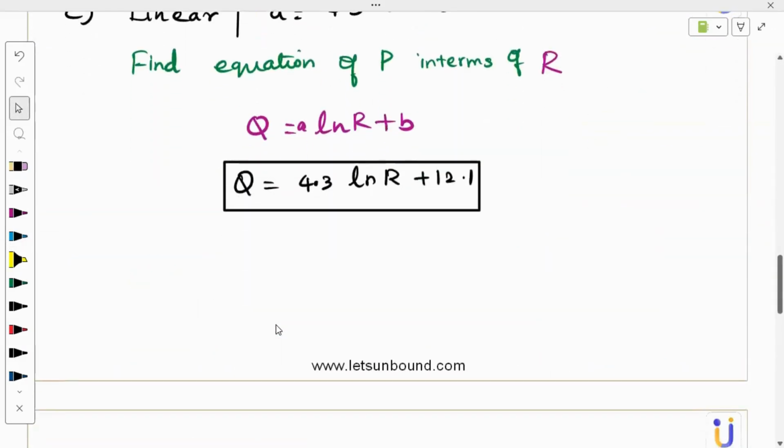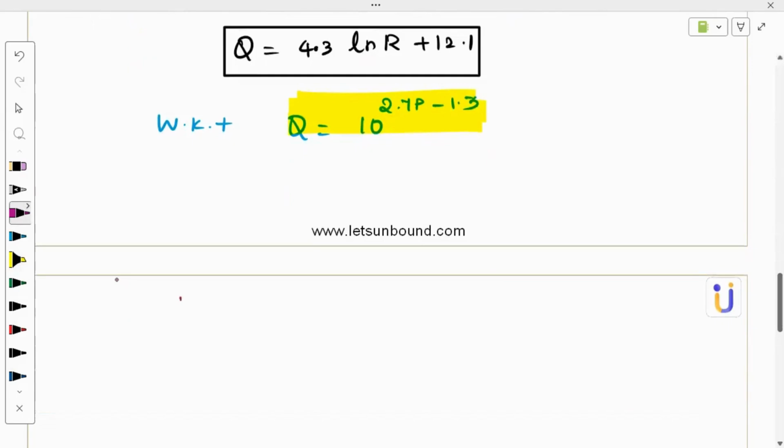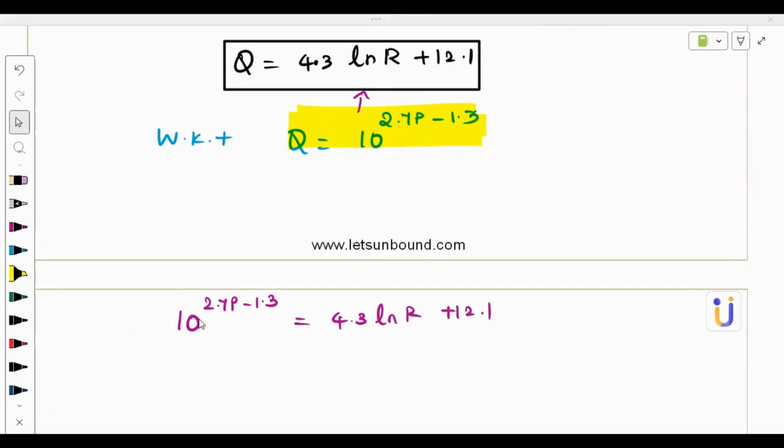We know that Q is equal to 10 power 2.7P minus 1.3. This we know, and we can substitute it over there, then P and R will get connected. So 10 power (2.7P minus 1.3) equals 4.3 ln R plus 12.1. This is an expression connecting P and R, but not exactly P in terms of R, so we need to do some more extra steps here.